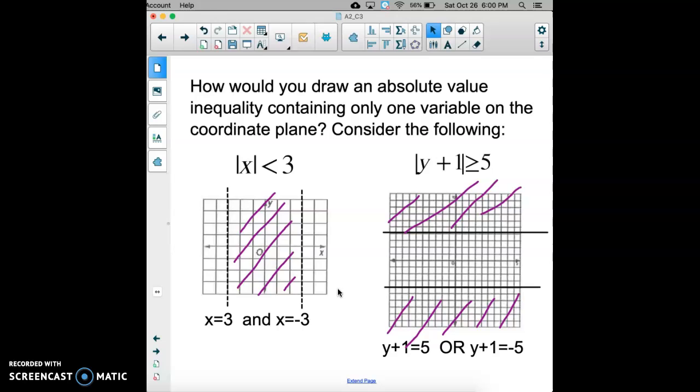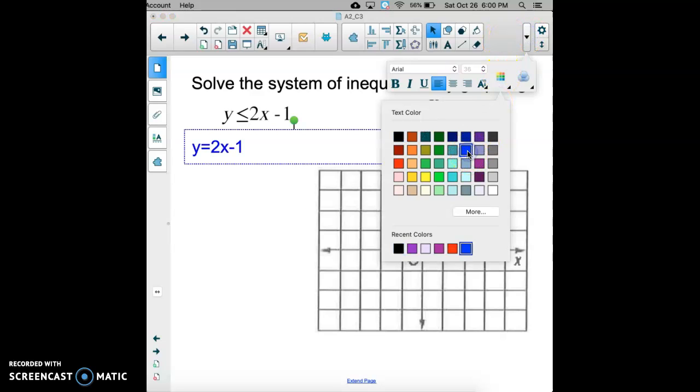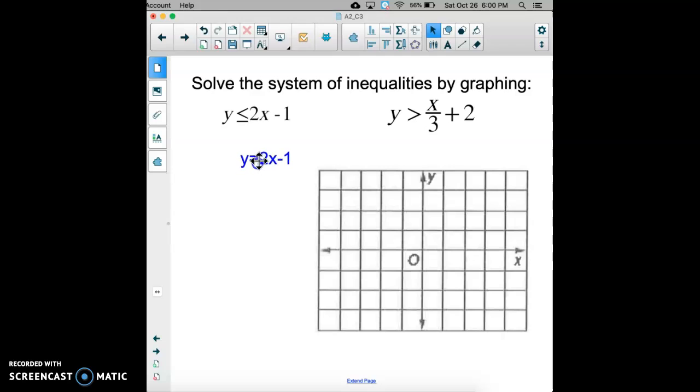So graphing inequalities here, all we're doing is connecting what we know about graphing absolute values with our inequalities. However, now we're going to take that and solve these systems by graphing. So let's go. What is y equals 2x minus 1? What does that graph look like? All right, I'm going to put that one in blue, and then I'm going to graph it in blue so you can also see it.